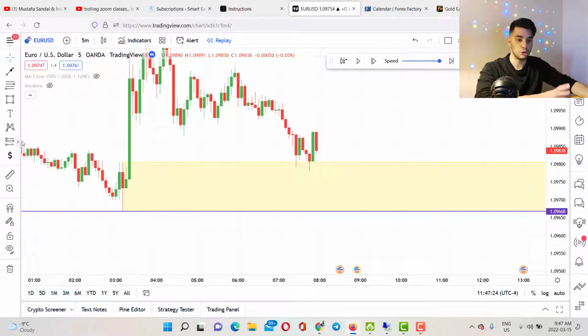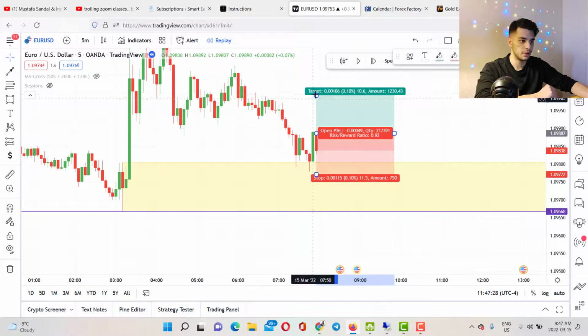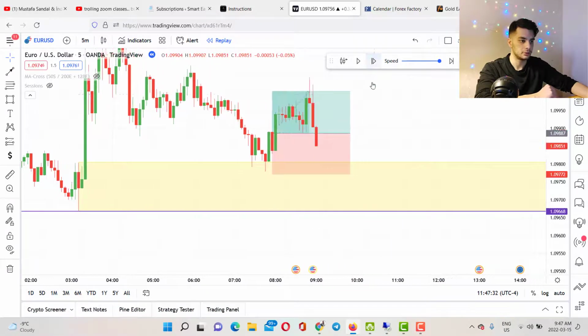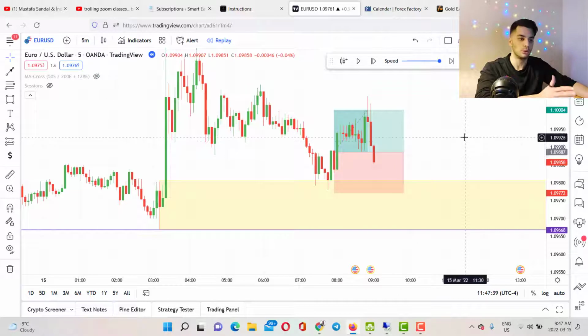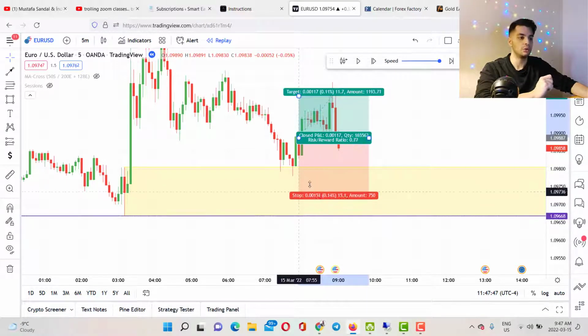So what you could do is to take your buy position from here, put your stop loss here, and your TP right here. And as you can see, this is what happens. So you could easily take a 1-to-1 risk-reward ratio trade just by using high probability order blocks. But if you wanted to, I always say in my videos, always put your stop loss below the order block or above the order block.